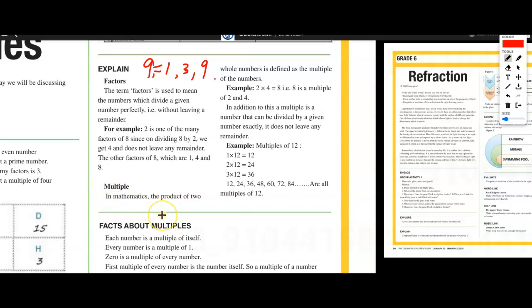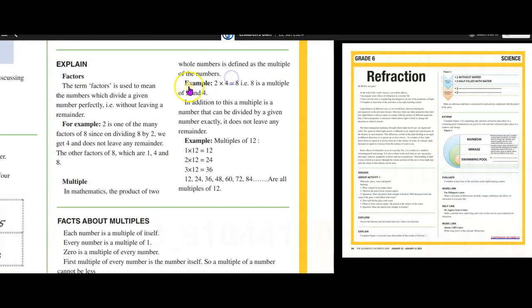Multiple in mathematics, the product of 2 whole numbers is defined as a multiple of the numbers. For example, 2 by 4 is 8. That is, 8 is a multiple of 2 and 4. In addition to this, a multiple is a number that can be divided by a given number exactly, and it does not have any remainder. Multiples of 12 are 12, 24, 36, 48, 60, 72, 84 are all multiples of 12.